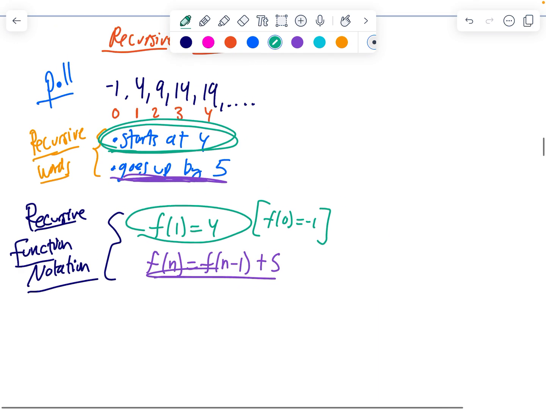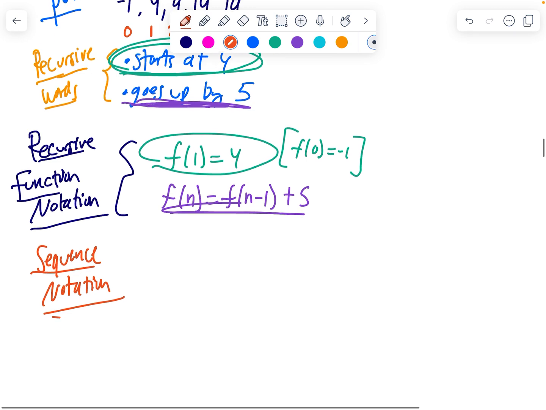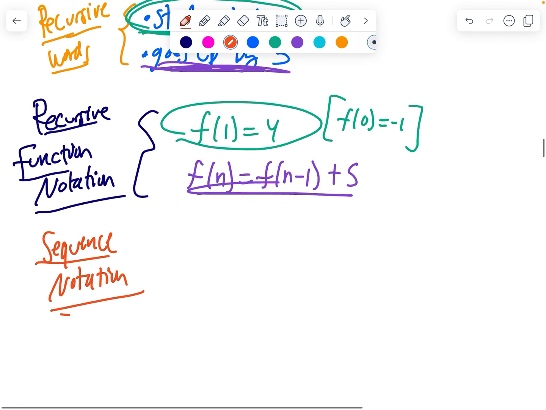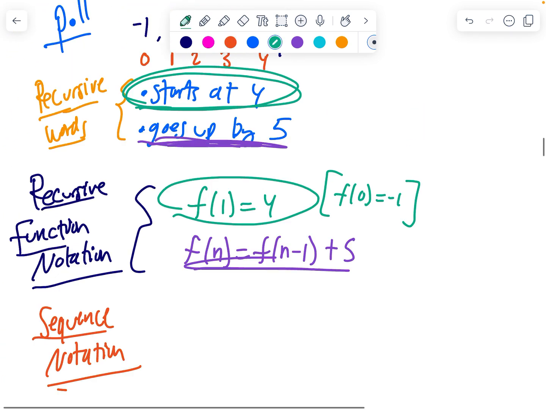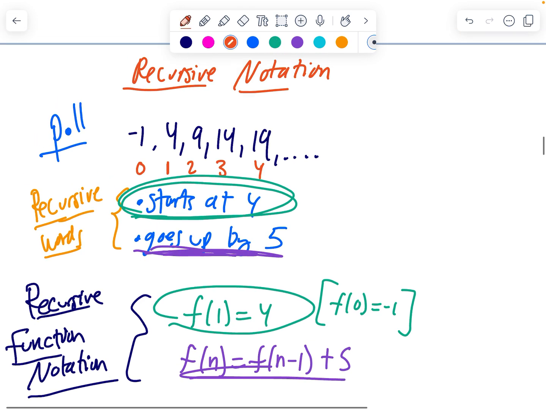Now what I want to show you in this video is something called sequence notation. This is special. You've not seen this before. It's basically a more specific way to write the green and the purple. And here's what it looks like. Basically, you have a list of numbers, a sequence. You give it a name, any letter. I'm going to call this one A. So I'm going to call this list A.